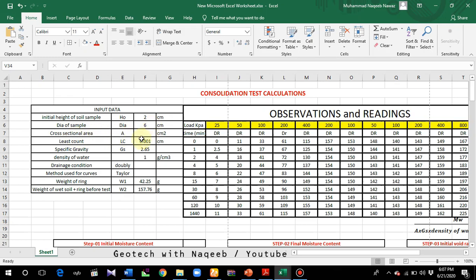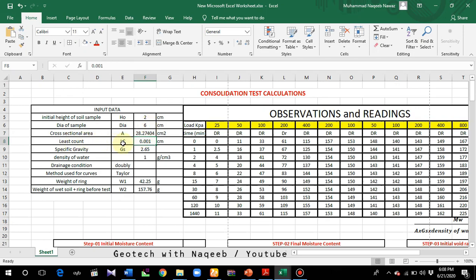Next, you will have to find out the cross-sectional area. Because it's a circular ring, I'll have to apply the formula pi r squared, or pi d squared by 4. So I'll be applying the formula here: pi, which equals 3.14156, multiplied by dia, that is basically this value, again multiplied by this, pi d squared, bracket close, divided by 4. And this is how we have found out the cross-sectional area.